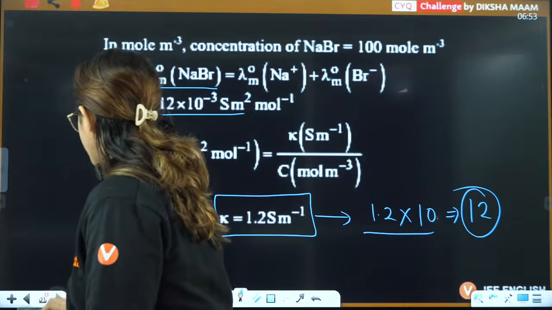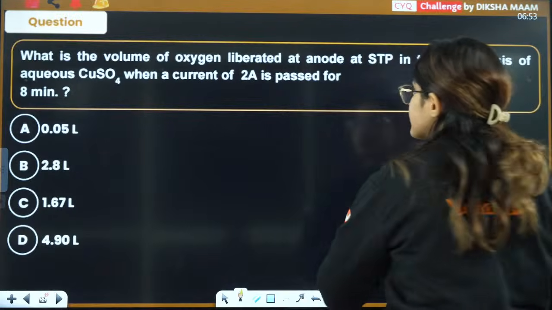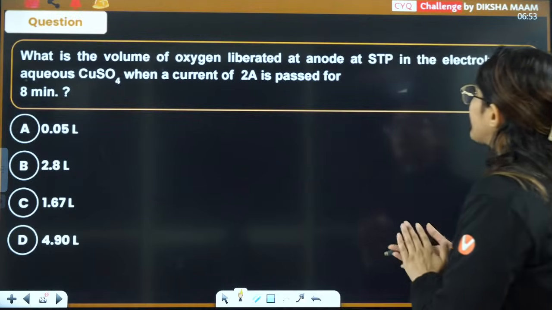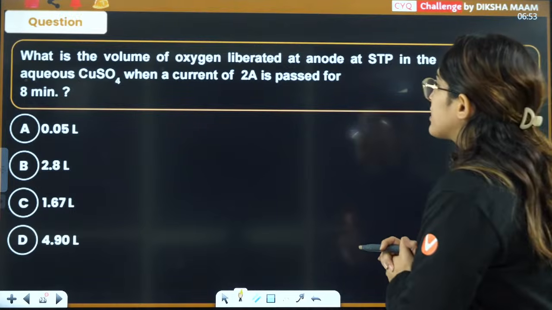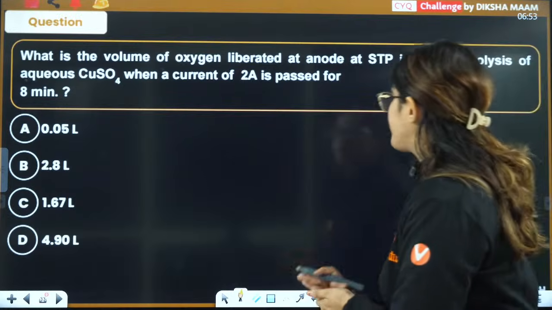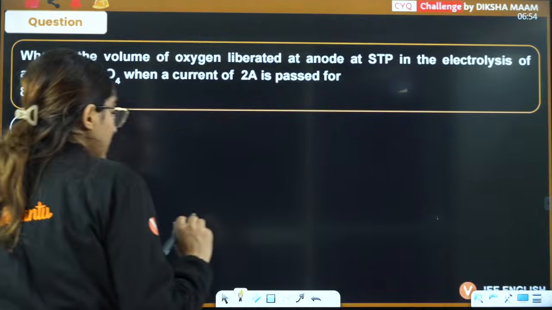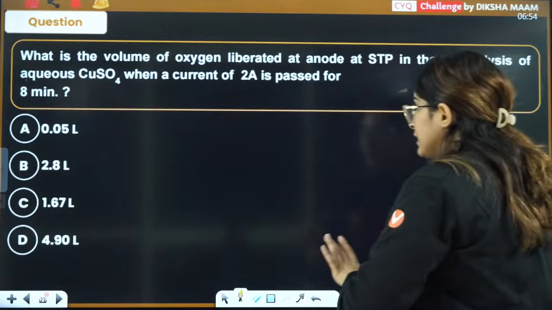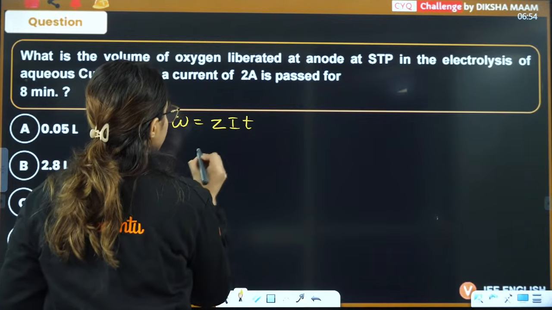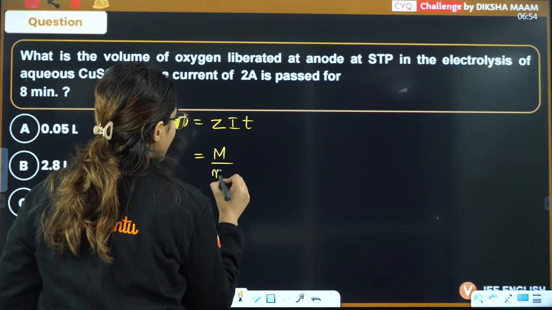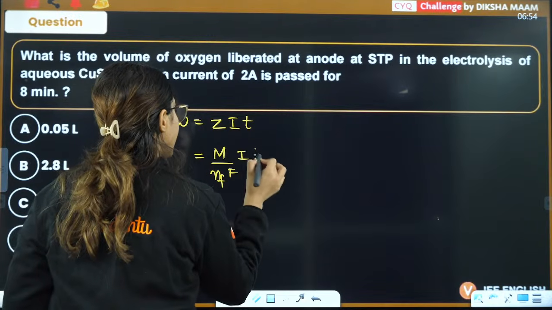Right? Okay. Now let's see the next question here: what is the volume of oxygen liberated at anode at STP in the electrolysis of aqueous CuSO4 when current of 2A is passed for 8 minutes? Now for this you should remember Faraday's first law, which is again a very important thing, right? So here weight is equal to ZIT. What is Z? That is molar mass by N factor into Faraday, IT.